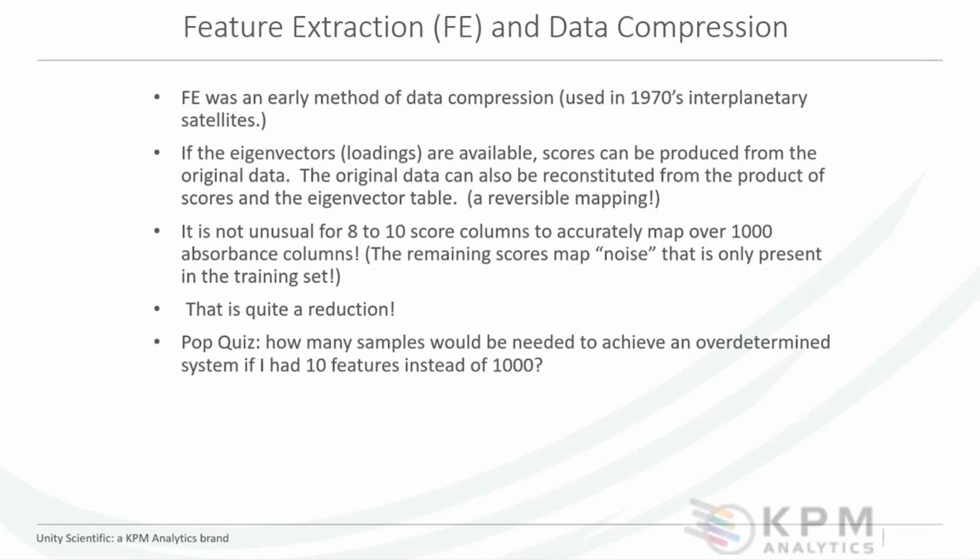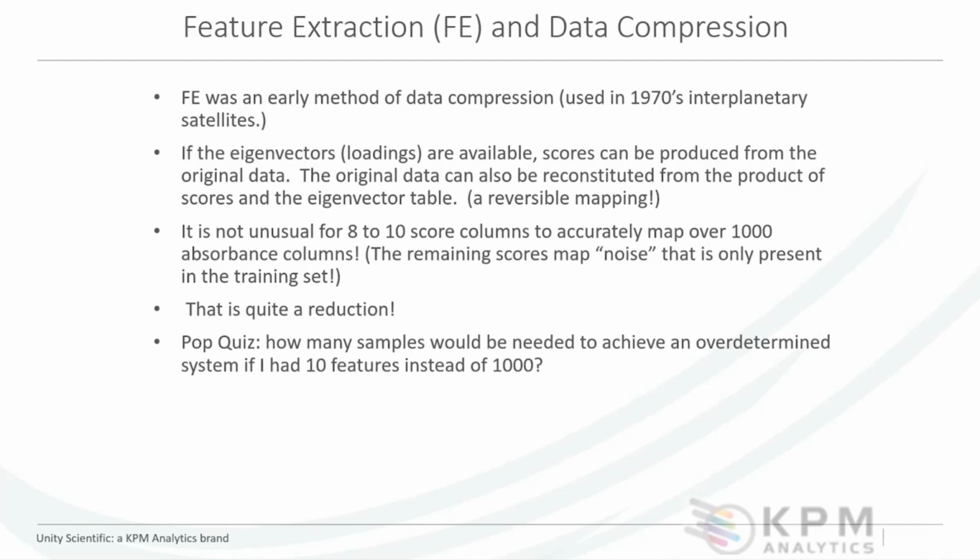The original data can also be reconstituted from the product of the scores and the eigenvector table. So we can actually reverse this process. And again, I've got an example that will hopefully clarify this. But you can actually do the mathematical reduction, take your 1,000 data points, for example, your 1,000 wavelengths, reduce it down into a smaller feature set, and then mathematically reverse it and bring it back out very close to the original data set. Whenever you do a mathematical reduction and then reverse it, when you bring it back out, you lose some information. The resolution, the fidelity is not perfect, but you can bring back most of it, and we'll discuss that.